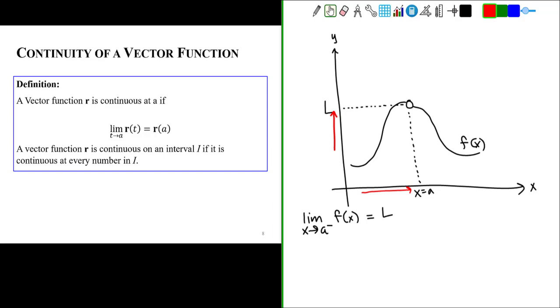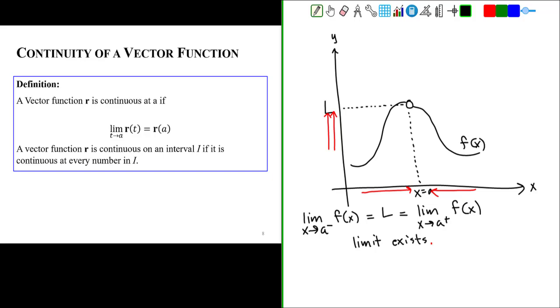Let's do that from the right-hand side. So if we approach x equals a from the right-hand side, notice that we approach the same value L for our function. So this is a situation in which the limit exists. The limit can exist and the function can still be discontinuous. The limit exists, but there's a hole right in the middle.